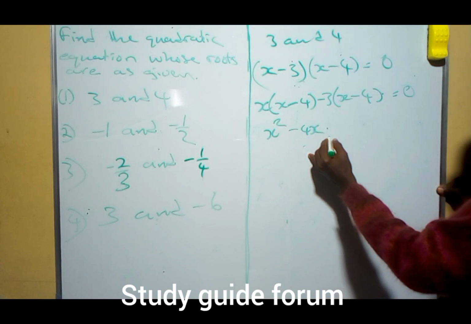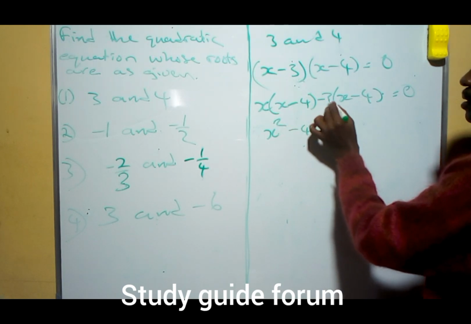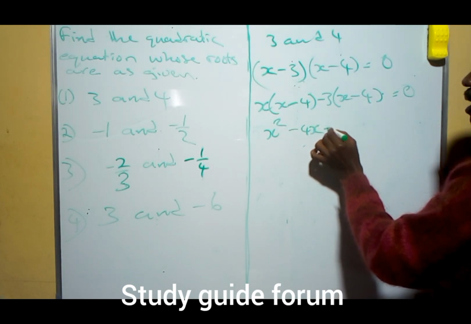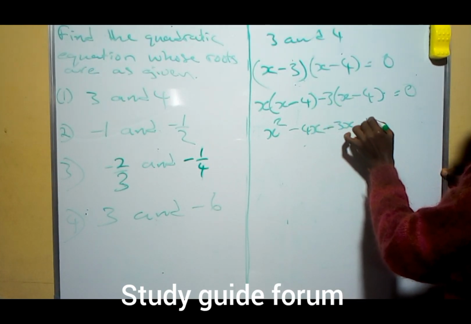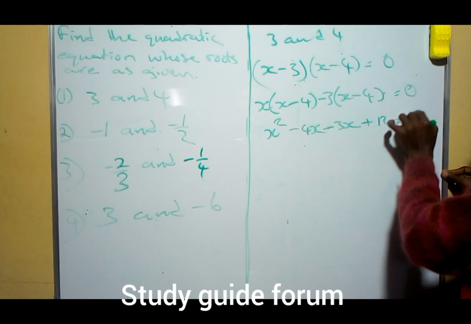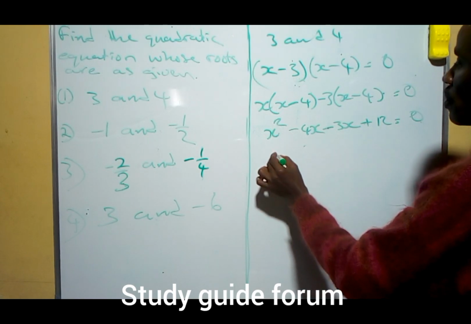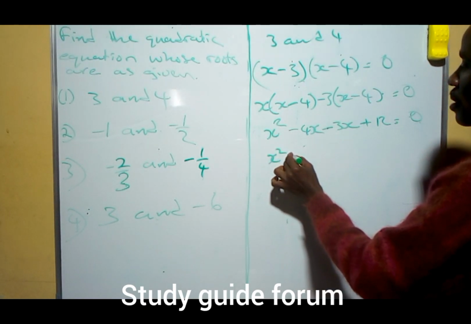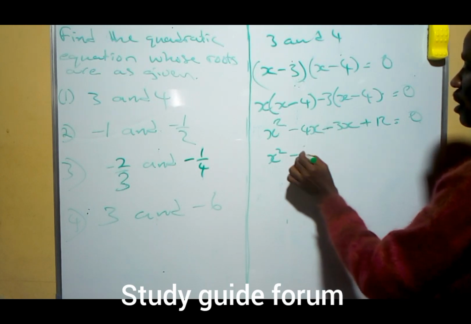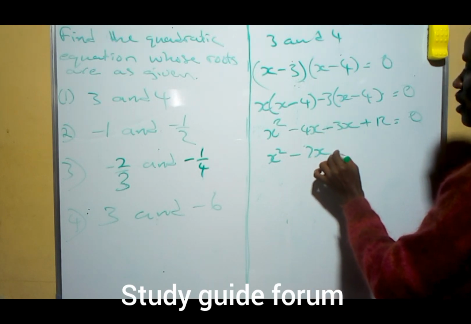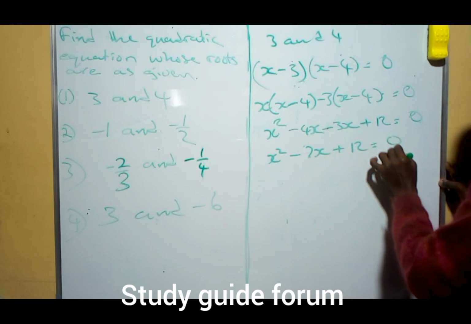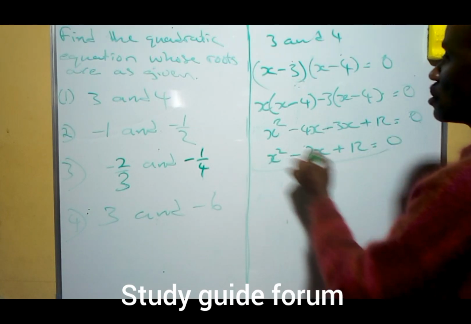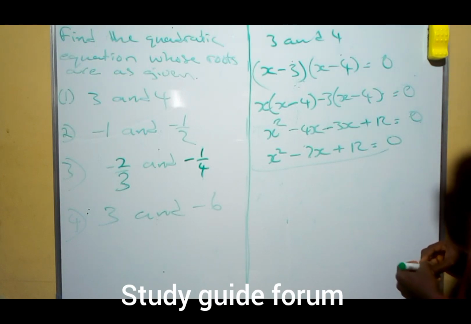minus 4x, and this one will give us minus 3x, to give us plus 12 equal to 0. So here we have x squared, and this plus that will give us minus 7x plus 12 equal to 0. That's for number 1.